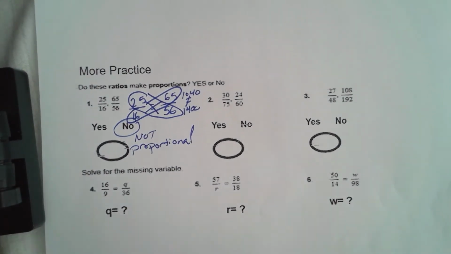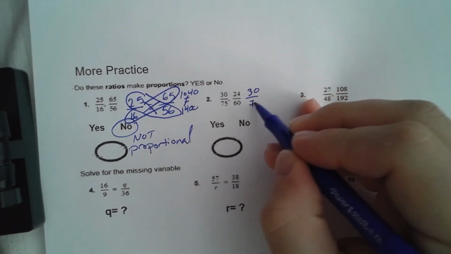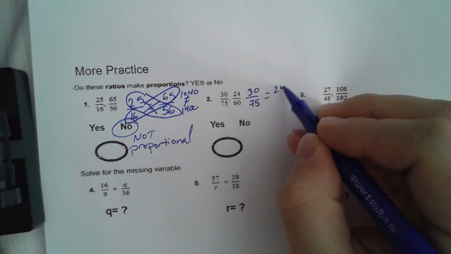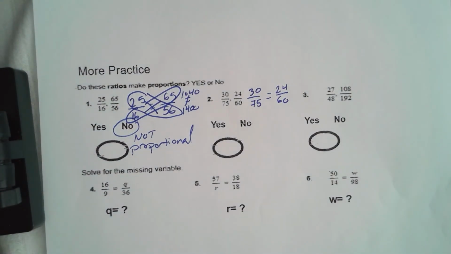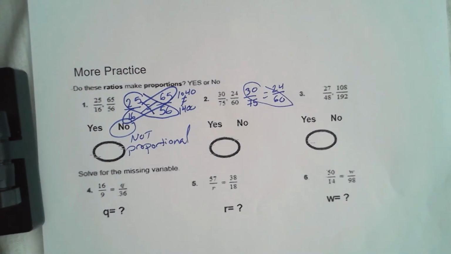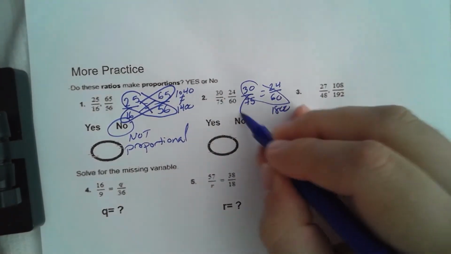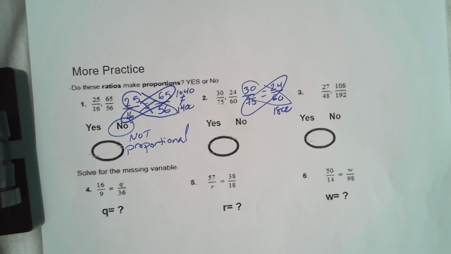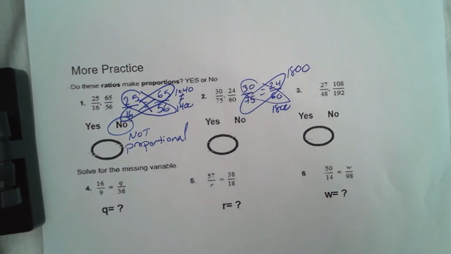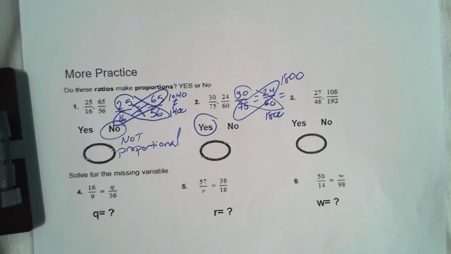Alright? So, for this one, I have 30 over 75 equals 24 over 60. Are these proportional? Let's check it out. 30 times 60 is 1800. And then we do 75 times 24, 1800. They're equal to each other, so yes, these are proportional.